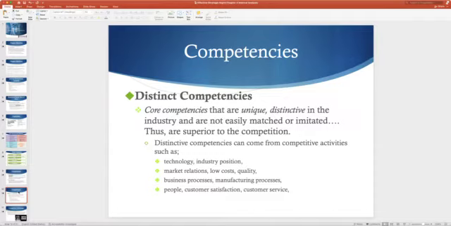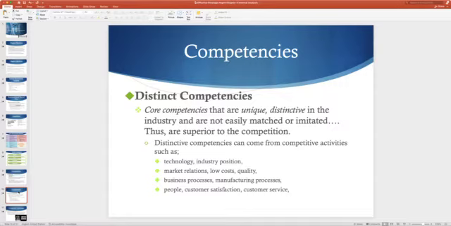Core competencies can come from people, their skills, customer satisfaction and customer service. And I'm sure you've all shopped at firms that have had extraordinary customer service, and you've all shopped at companies that have less than stellar customer service. There's an advantage that one has over the other, and that just comes from one area, and that's customer service. And of course, if you are satisfied with that service, you've added another dimension in an area of distinct competencies.